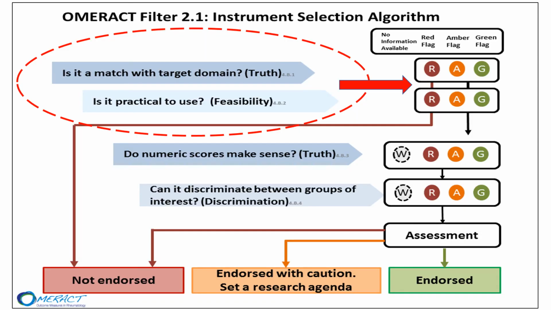This is a recap of the OMERACT Filter 2.1 instrument selection algorithm. The first step is domain match and feasibility. Domain match is whether the instrument matches the domain it is intended to measure, for instance, whether the PRPs match the physical function domain in PsA. Feasibility talks about how feasible the PRPs are when used in clinical trials and observational study settings.